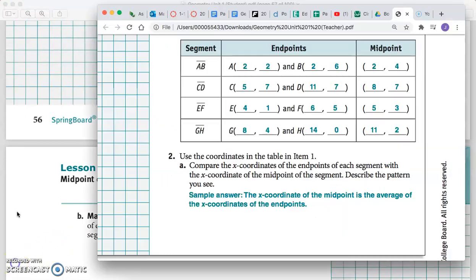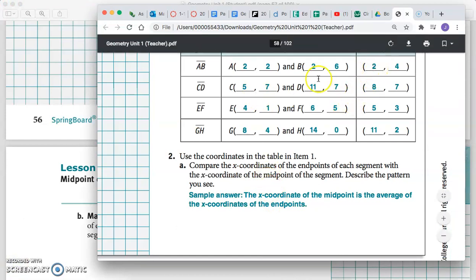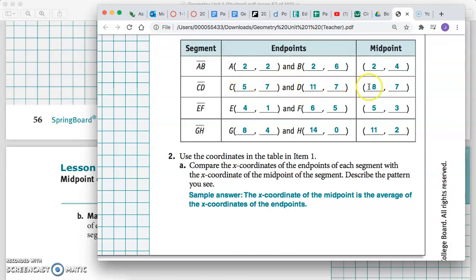Pause it, give those a try, and then we'll see if you can figure out the patterns. Hopefully you were able to determine that the x coordinate of the midpoint is just the average of the x coordinates of the two endpoints A and B. If you do 2 plus 2, add them up and then divide by how many there are, there are 2 of them, so 2 plus 2 is 4, and 4 divided by 2 is 2. Same thing happens for these x coordinates. If you average 5 and 11, you add them up and divide by 2, since there are 2 numbers. 11 plus 5 is 16, and 16 divided by 2 is 8.